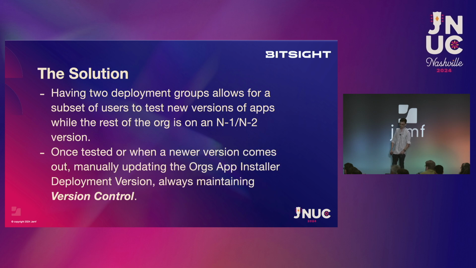So the clear solution is to, again, always build native if you can. We want to build 2 app deployments, which allows one subset of users to test new versions, while the rest of the organization sits on the N-1 or N-2 patching cadence that we just established in the last slide. So when new versions are tested, or once a newer version comes out, manually updating the org's deployment is key in maintaining this version control. Your tester group will always get the latest builds, while your org is always getting the manual N-1 or N-2 builds according to whether they've passed your testing.